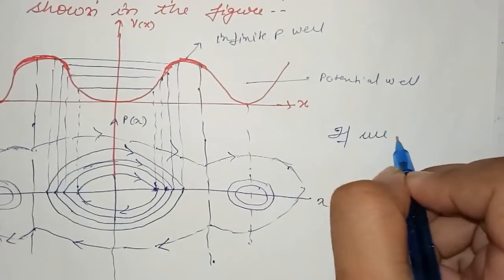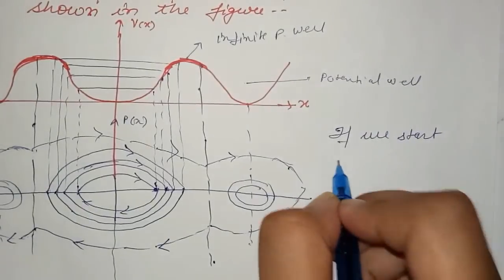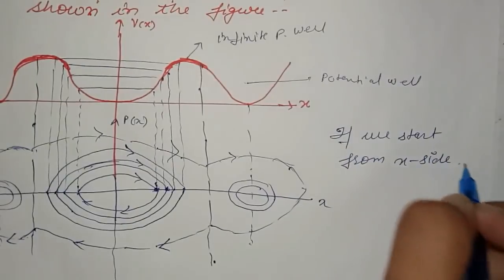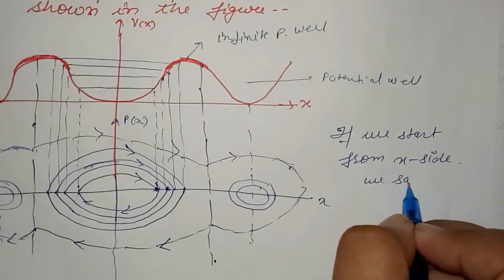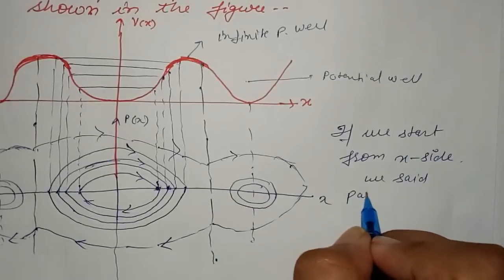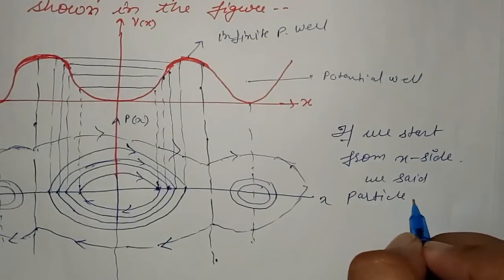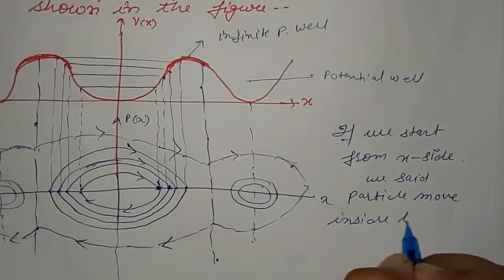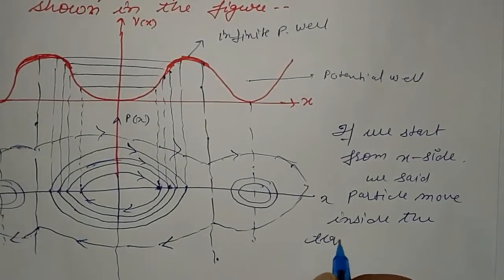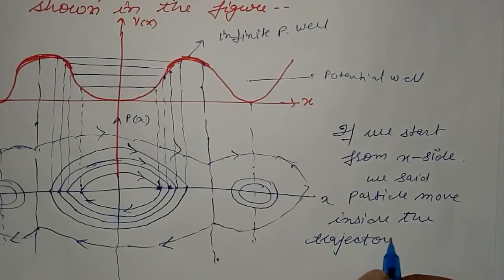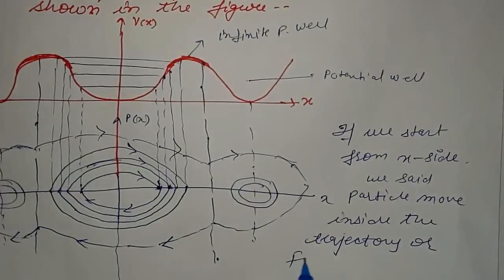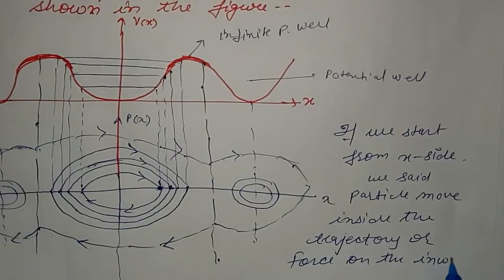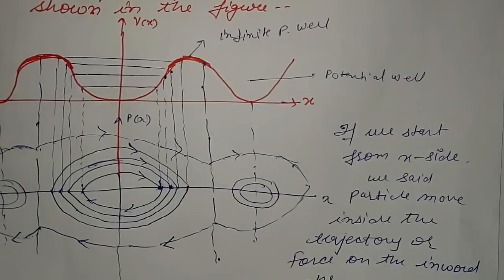We start from the lines on the x side. We said the particle moves inside the trajectory, or the force on the trajectory is inward, negative.